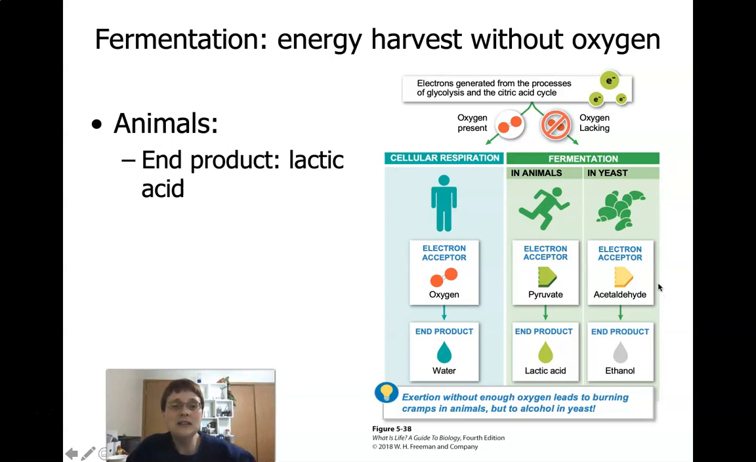And they're using a different molecule. You don't need to know these electron acceptors, by the way. But they're using a different molecule for their electron acceptor. Again, not as efficient. And the end product is ethanol. Ethanol might sound familiar. Ethanol is a type of alcohol. This is the alcohol that we can consume in smaller quantities safely.